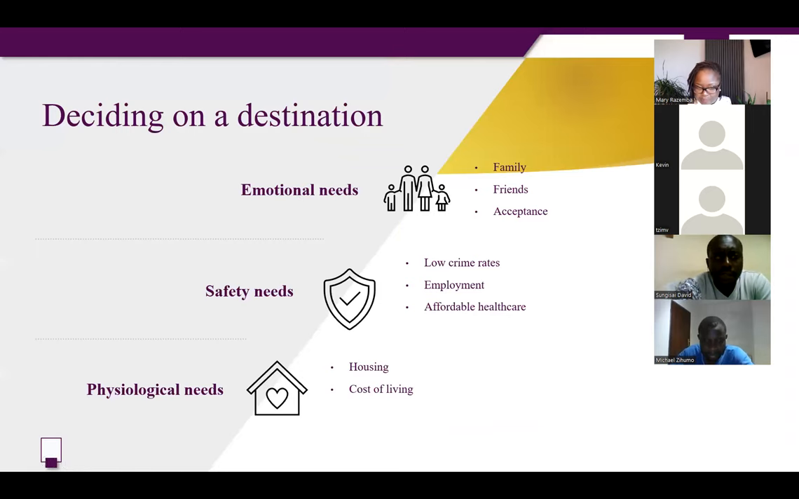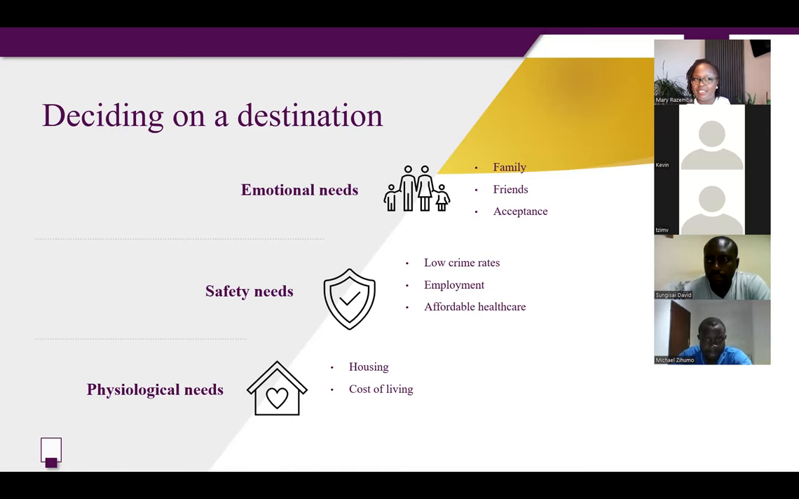So when we're deciding on a destination, I think it's very important to take into consideration these three factors. These are factors that are on Maslow's hierarchy of needs, and they're important because, for example, your emotional needs. Do you have family there where you're deciding to go? Do you have friends? Will you have a degree of acceptance?